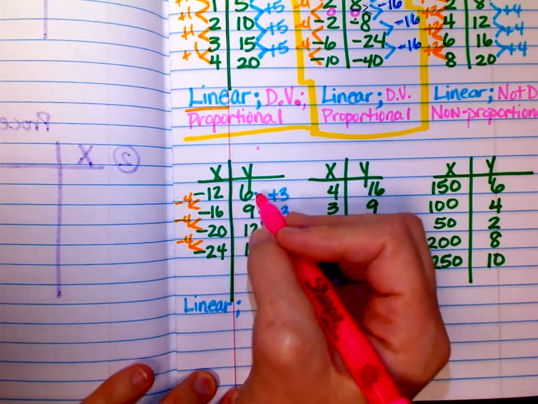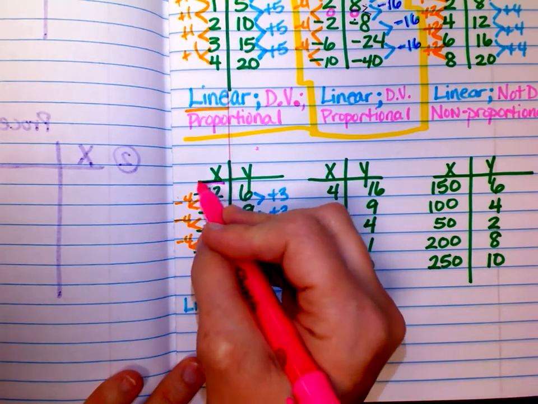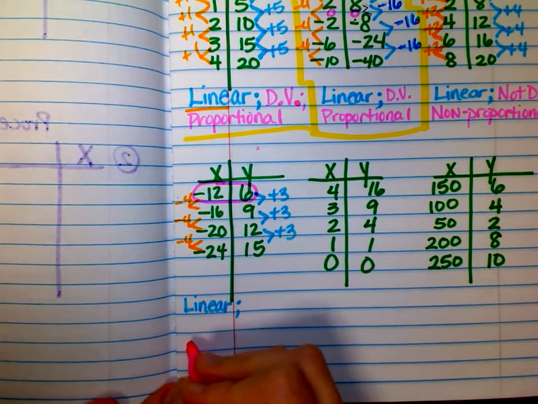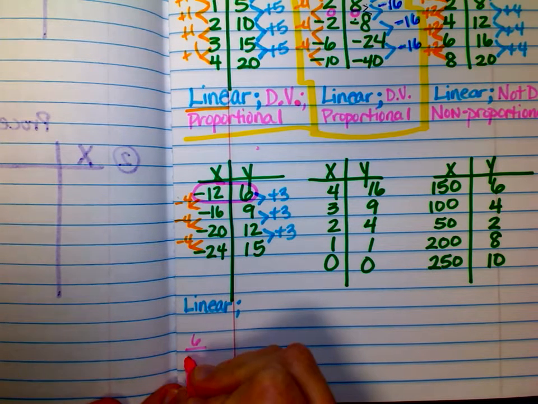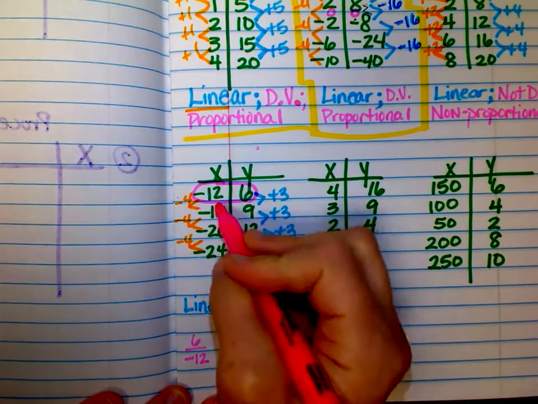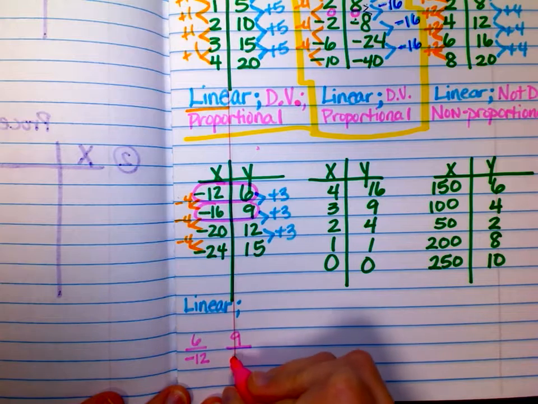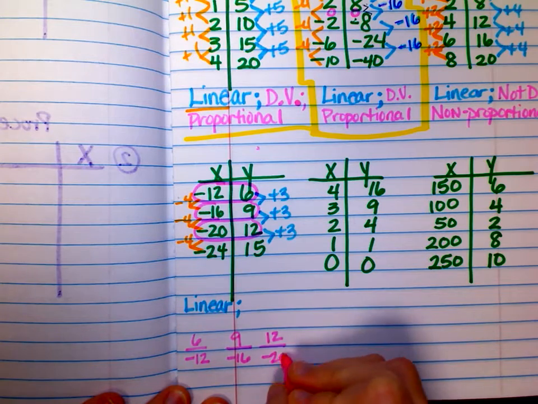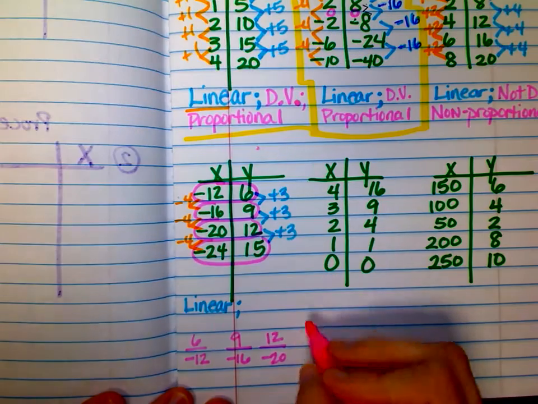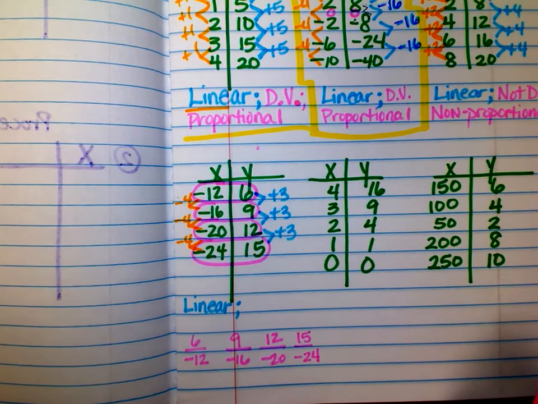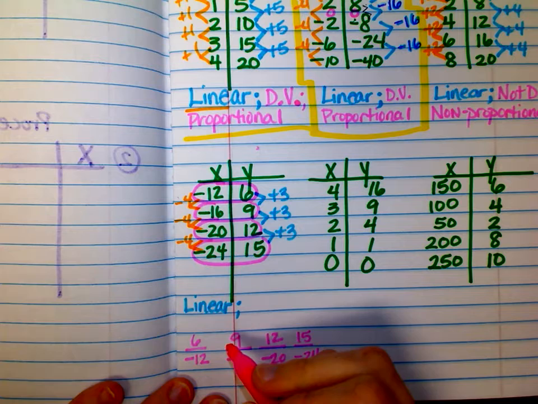So if you want to know if it's proportional and you do not see 0, 0 in the table, then you can just look at the relationship between the y and the x value that you have here. If we put the y value over its corresponding x value, so 6 over negative 12, and then the next y value over its corresponding x value, we have 9 over negative 16. And then we have 12 over negative 20. And then we have 15 over negative 24. Okay, and then we're going to take a look at those numbers that we have.